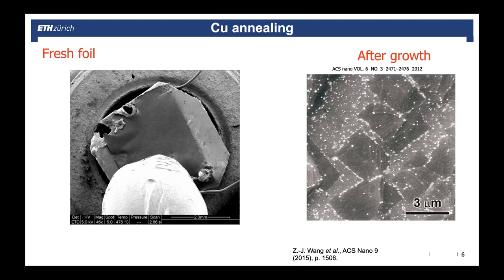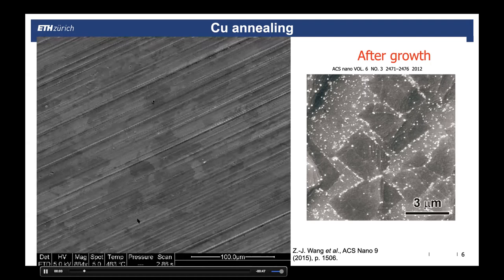This is the sample on the crucible. What you see here on the bottom, that's the gas inlet. So from here we dose hydrogen, and later when we start growing, ethylene-hydrogen mixtures. Okay, so now I go to the video. We zoom in a bit. You see the stripes from the rolling process. Maybe a pause here. You see the stripes.